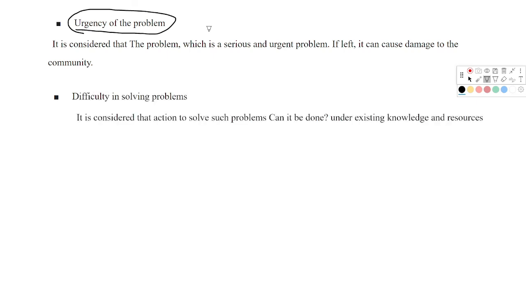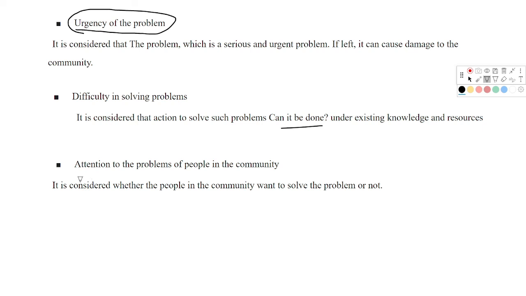Then the next one is the difficulty to solve the problem. How difficult is it to solve that problem? Okay, it is considered whether actions to solve such problems can be done. So that's the question that you need to ask yourself. The problem that you need to solve, can it be done? Okay, and can it be done under the existing knowledge and resources that we have? Okay, so that's another thing that you need to check.